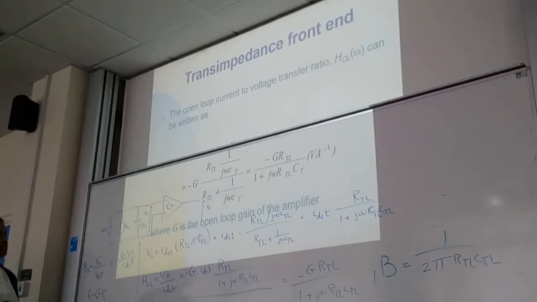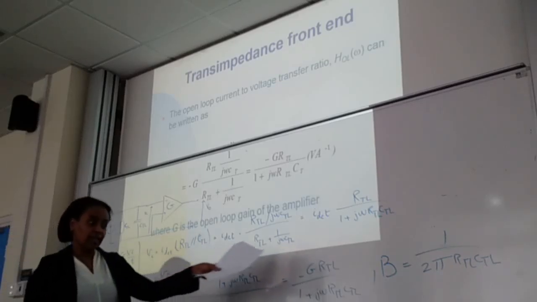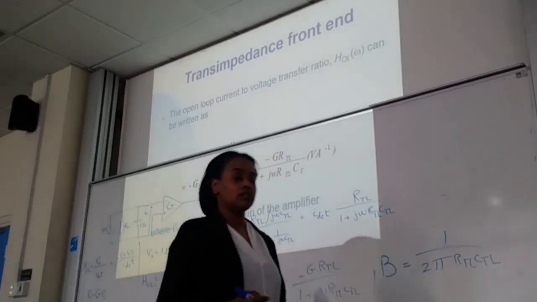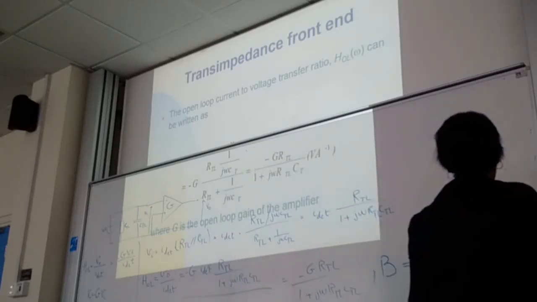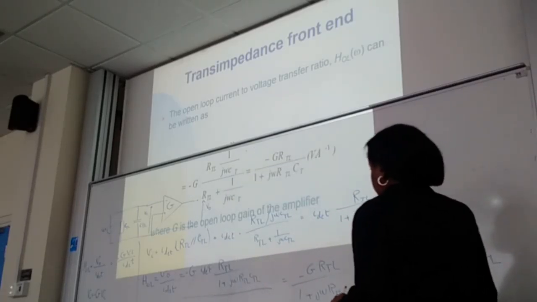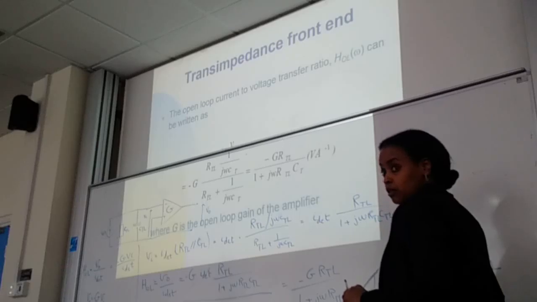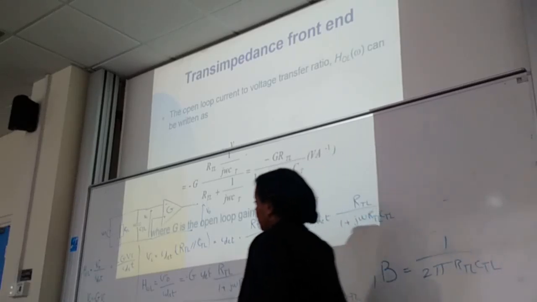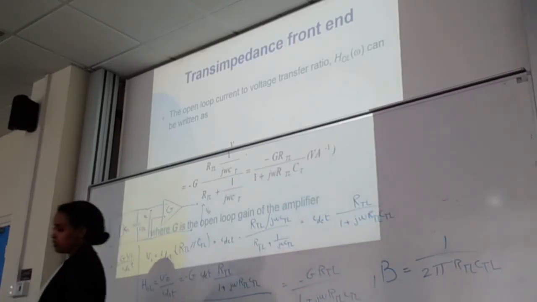So what we have seen here, that without the feedback resistor, we still have the same bandwidth determined by RTL and CTL. Okay. So now we want to see what will happen if we have the feedback.